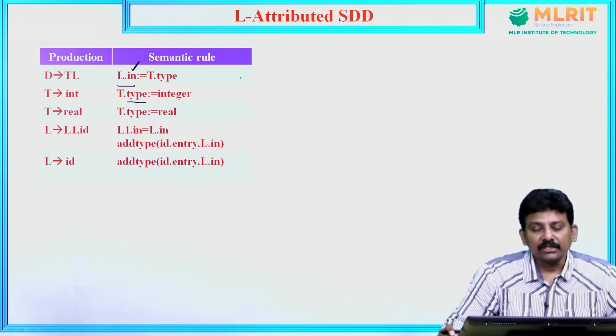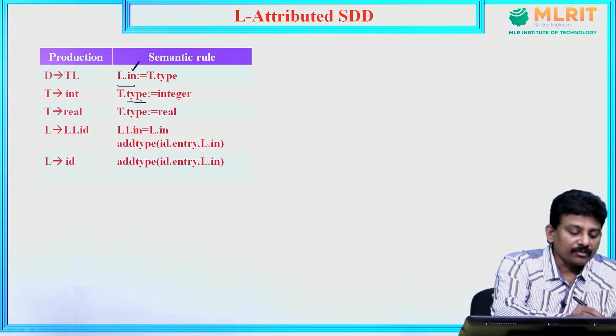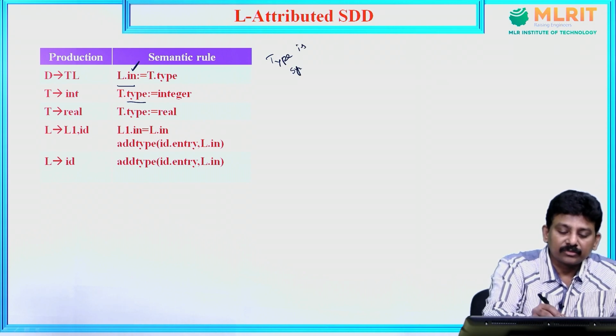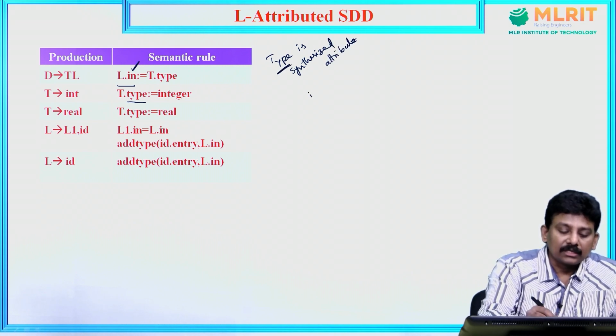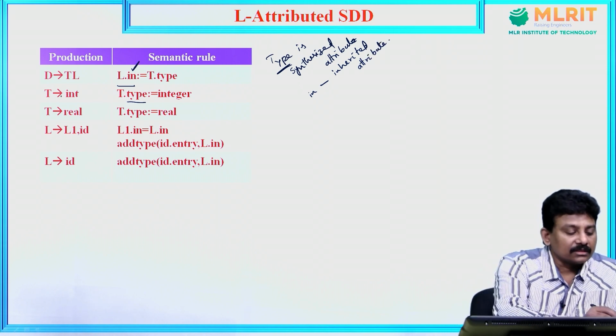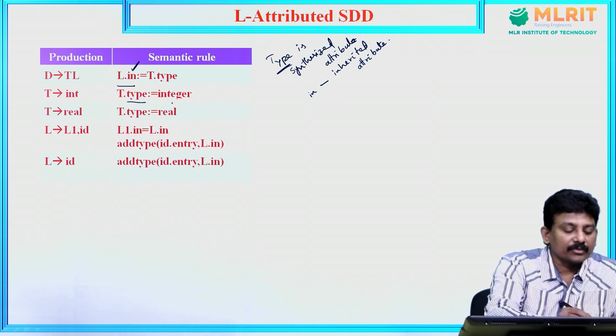L-attributed SDD uses both synthesized attributes and inherited attributes. Type is a synthesized attribute, and in is an inherited attribute. For T.type, T is the parent and int is the child. So T.type is integer. Then T.type is real.